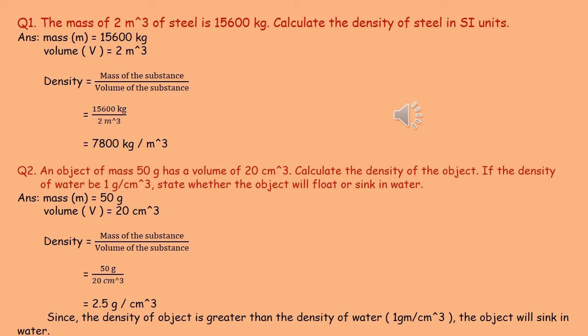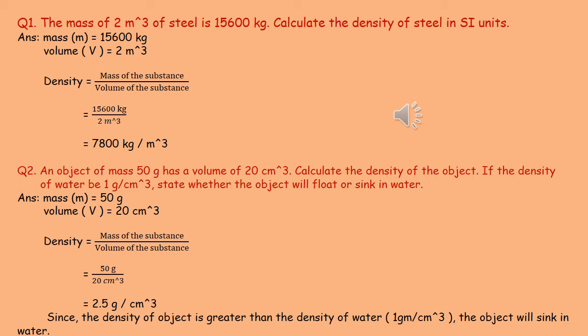Question number 2. An object of mass 50 gram has a volume of 20 centimeter cube. Calculate the density of the object. If the density of water is 1 gram per centimeter cube, state whether the object will float or sink in water. Mass M is equal to 50 gram, volume V is equal to 20 centimeter cube, density is equal to mass by volume. So 50 gram by 20 centimeter cube, that is 2.5 gram per centimeter cube.